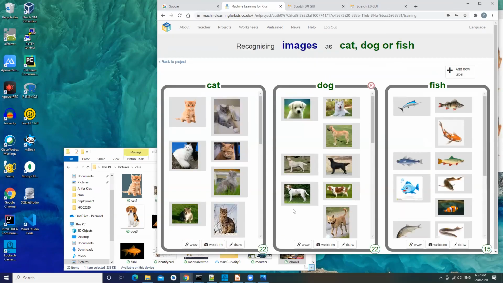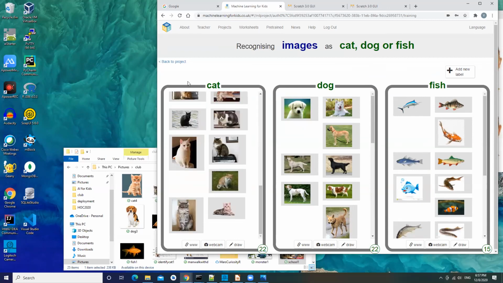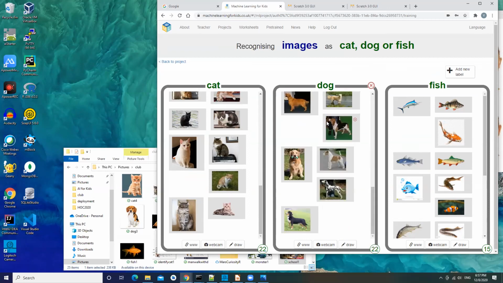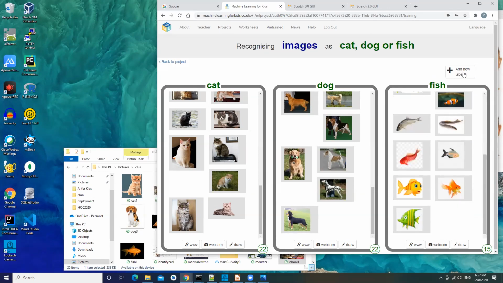So now I have a lot of pictures. I have the cat pictures, right? These are all labeled as cat. And I have dog pictures, all labeled as dog. And I also have pictures of fish. If you want, you can add a new label, but you don't have to.